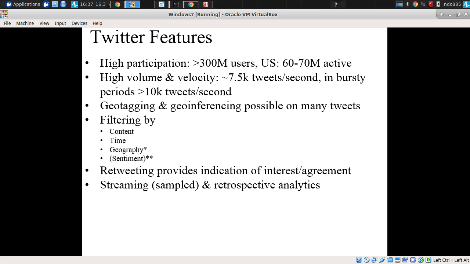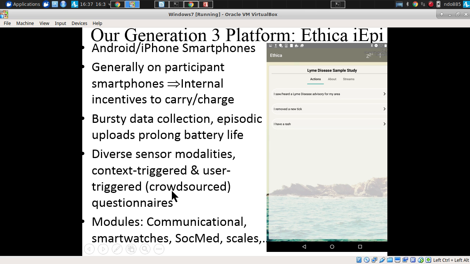To give you a sense of Twitter, for example, we're dealing with somewhere over 300 million users. The US has about 60 to 70 million active Twitter users, those who post reasonably frequently. Roughly speaking, you're talking about 8,000 tweets a second these days, and greater than 10,000 during bursty periods, such as the US election this past year. Geotagging and geoinferencing is possible on many tweets. We do a lot of that, and you can filter by different aspects of geography, time, etc.